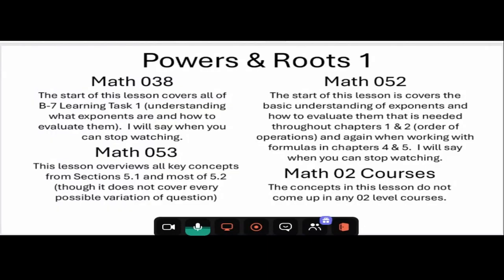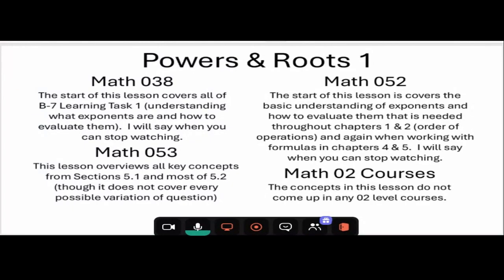Quite a bit in Math 052, all over the place. And then the third lesson as well will be very similar. The first bit of that third lesson on roots will be relevant for Math 038 and 052. So in both those cases, for the exponents and the roots, 038 and 052 just have to do the basics, but Math 053 then gets quite a bit more involved.